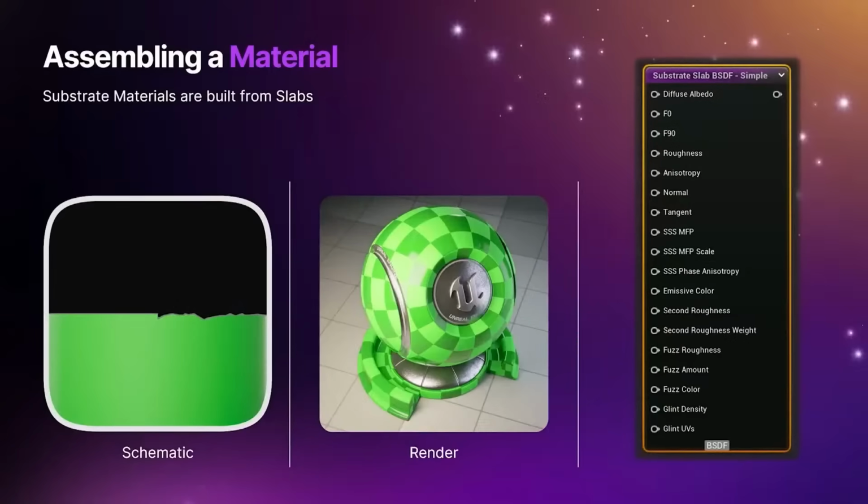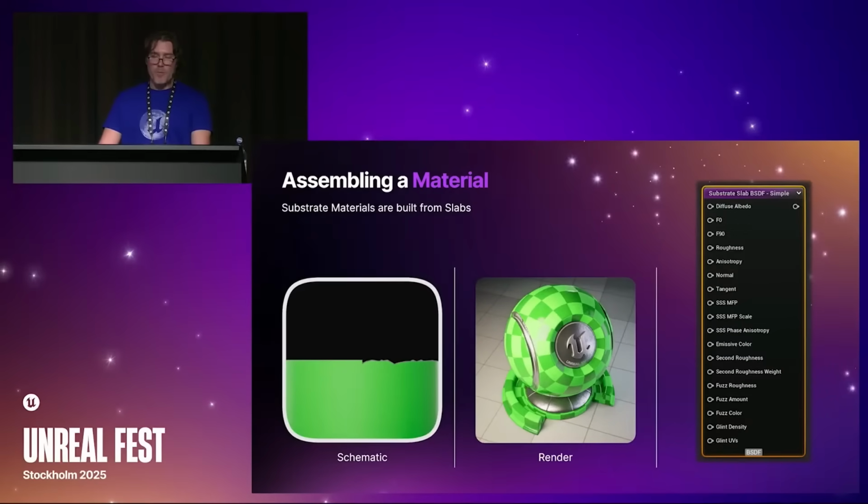Now that we're operating in Substrate, let's take a look at what a Substrate material actually is. Unlike legacy materials, which are defined by selecting a fixed shading model, Substrate materials are constructed from slabs. A slab is the fundamental building block of a Substrate material. You can think of it heuristically as a closure, in the sense that Substrate operators treat slabs as atomic units when blending or stacking them.